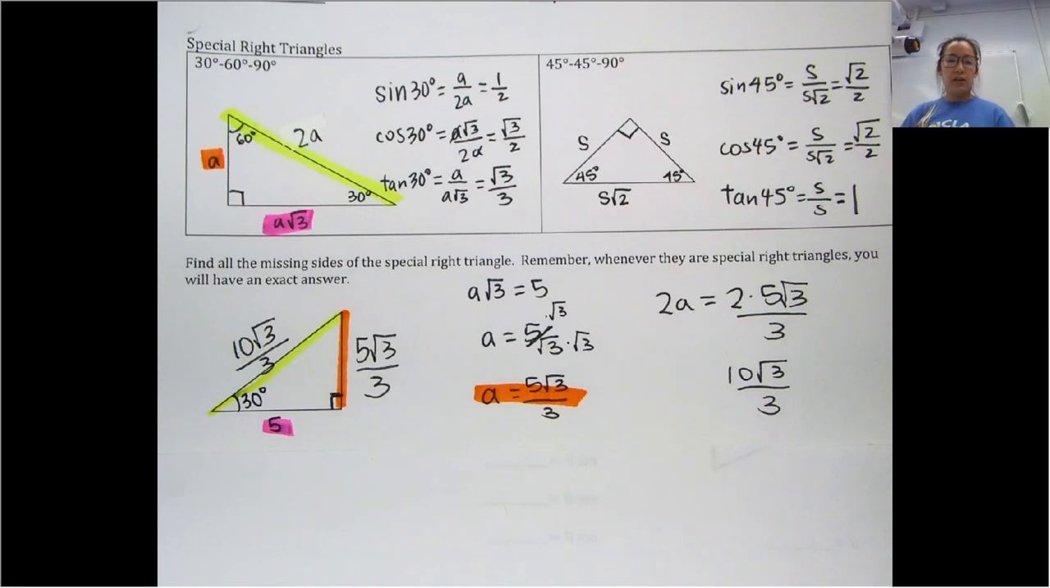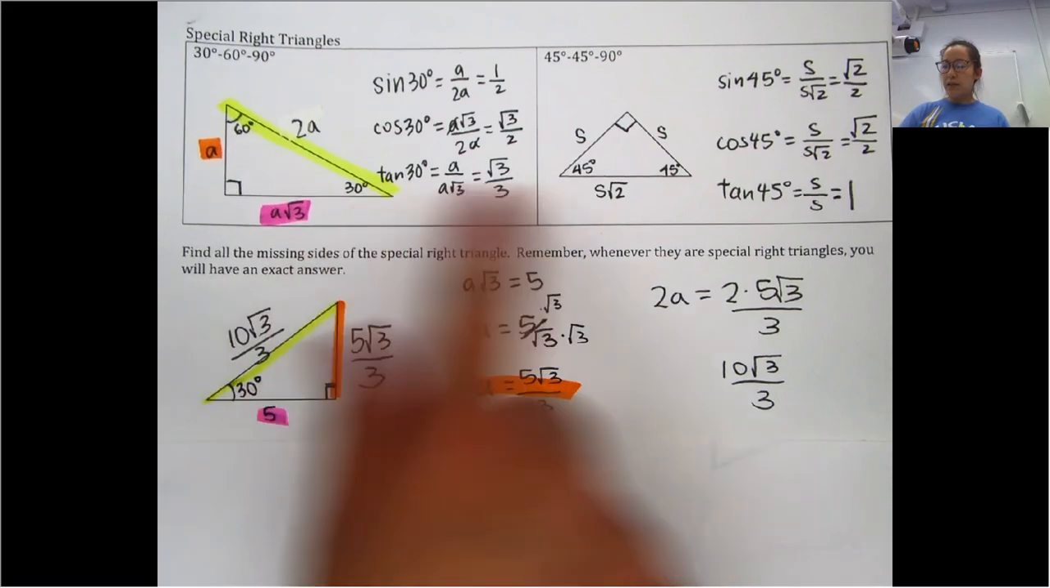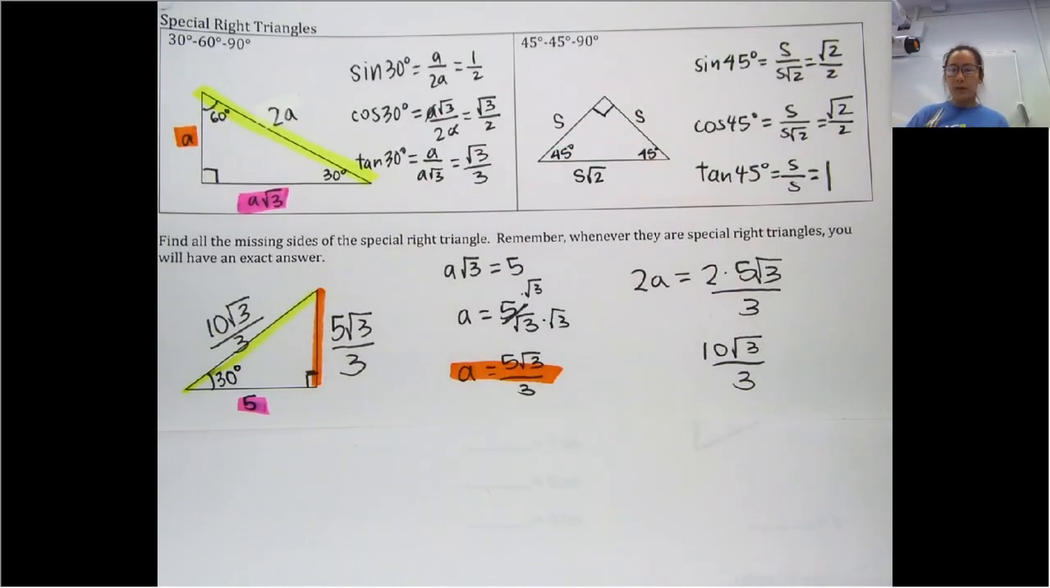Okay, so that's how you find the missing sides of a special right triangle, and make sure you keep these in mind, or you remember these proportions for future use. Okay, go ahead and try the examples.